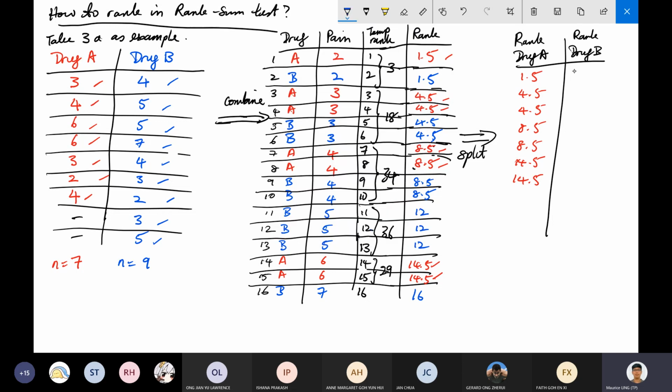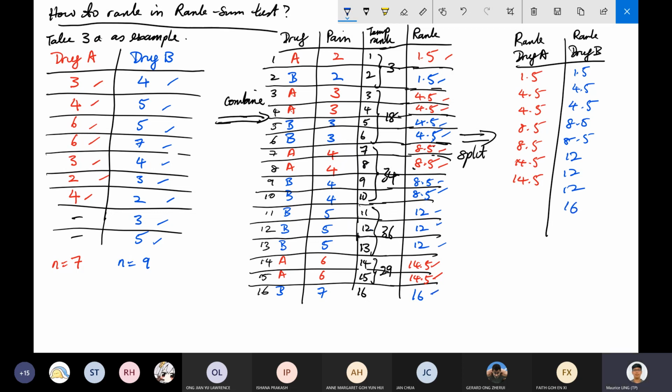So we select the blue ones: 1.5, 4.5, 4.5. So now I have 8.5, three 12s, 12, and the last one, 16.